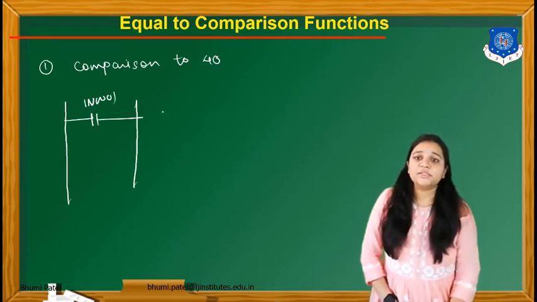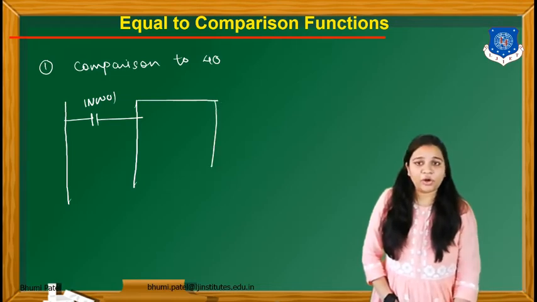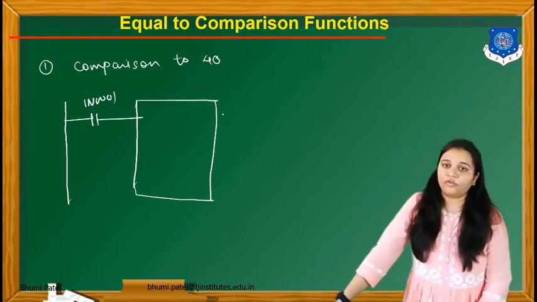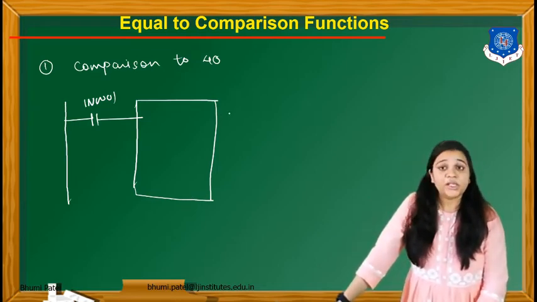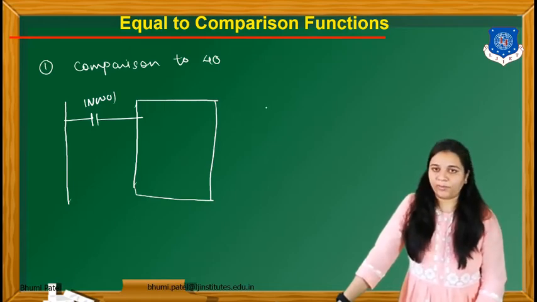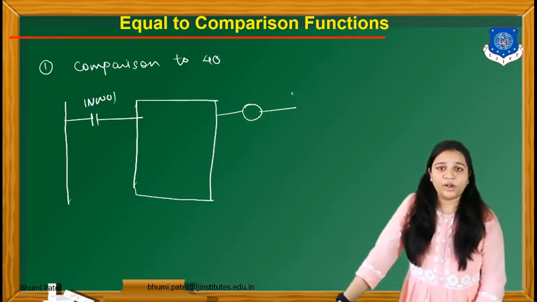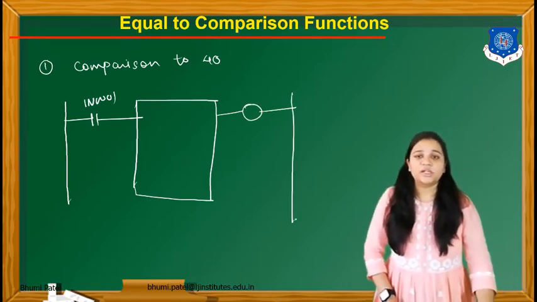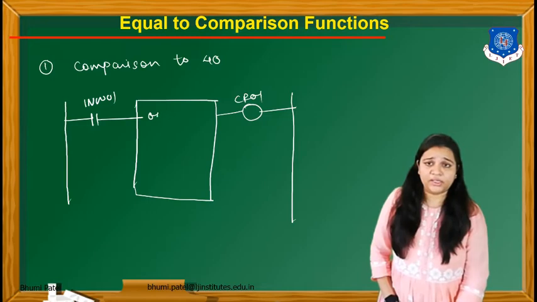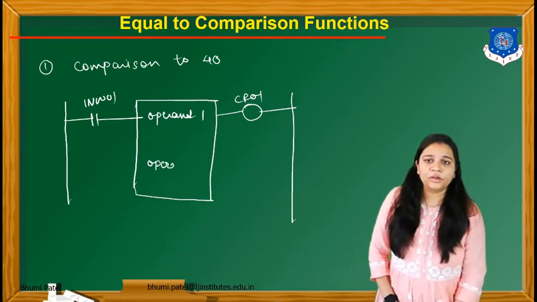We must use the block format whenever we draw the comparison function. In the exam you have to draw only the block format for the comparison function. If they ask for the theory of the comparison function, then you have to draw the block format as well as the coil format. For the comparison we take one input, one block format and one output. Suppose the output name is CR01. We take operand 1 and operand 2 here.